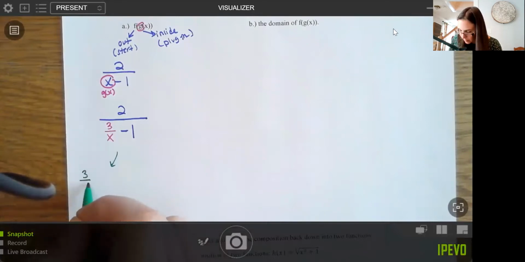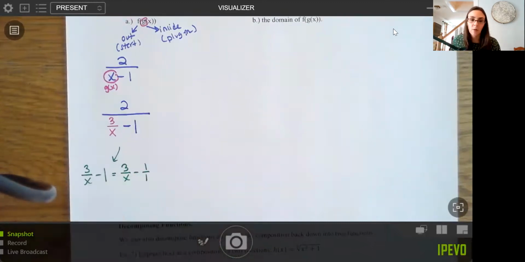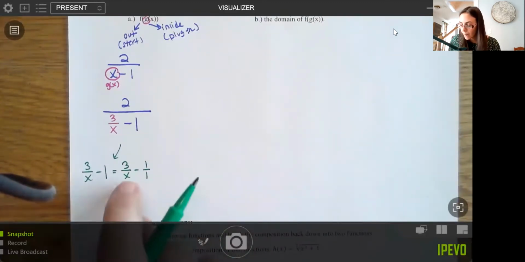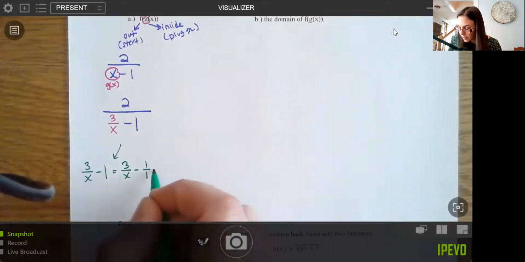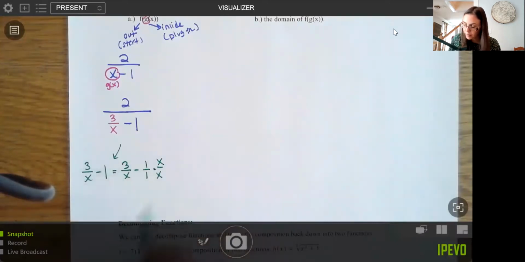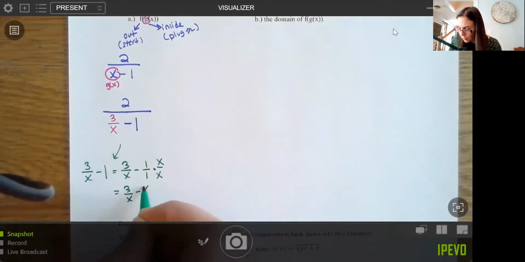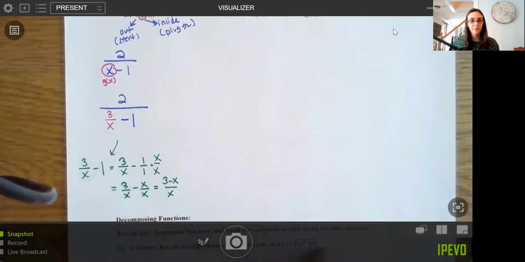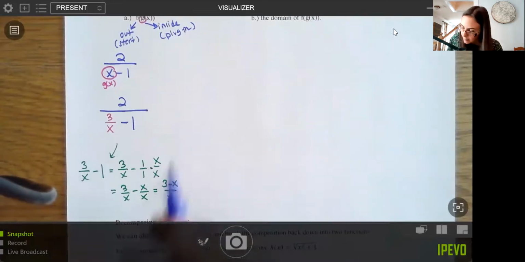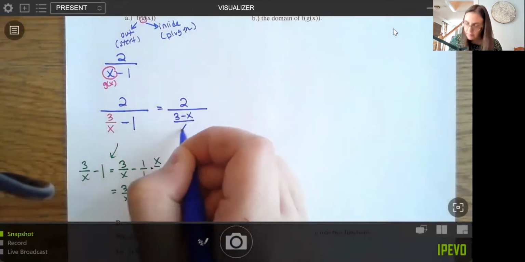So 3 over x minus 1. It's the same thing as 3 over x minus 1 over 1, right? 1 over 1 and 1 are the same thing. So it would be great if I could make this denominator an x, then I could combine it with this one. So I'm going to multiply by x over x here. Always multiply the same on the top and the bottom. And then I have 3 over x minus x over x. And now I can go ahead and put this together. x is in the denominator, and I have 3 minus x here. So I can rewrite this as 2 over 3 minus x over x.